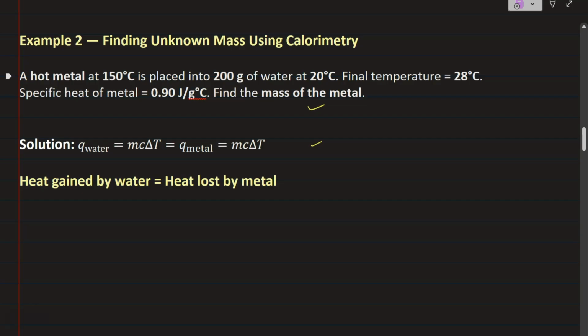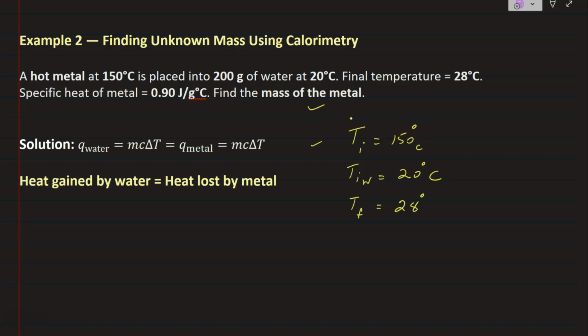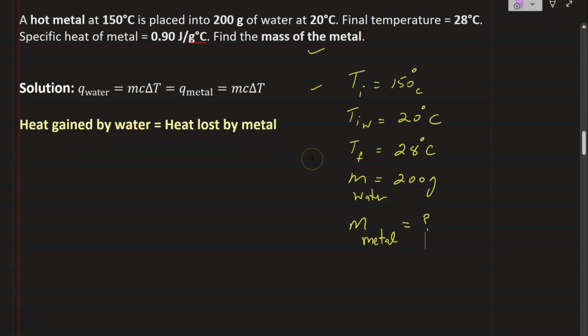Now, what are the things we do know? We do know the temperatures, so T initial for the metal is 150 degrees. The T initial for the water is 20 degrees. T final for the entire thing, water and metal, is 28 degrees Celsius. We know the mass of the water, and we want to find the mass of the metal. That we don't know.